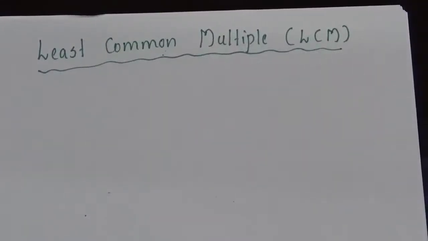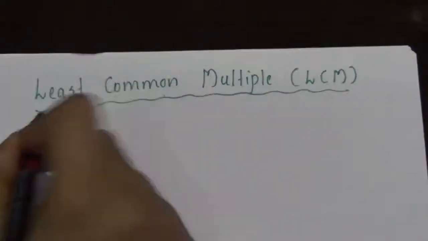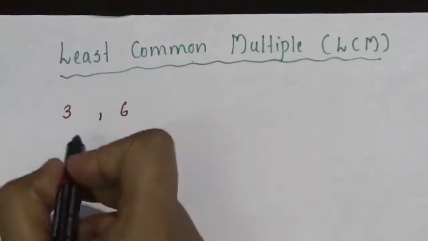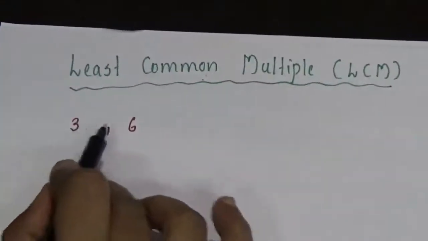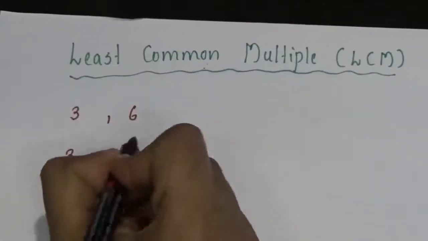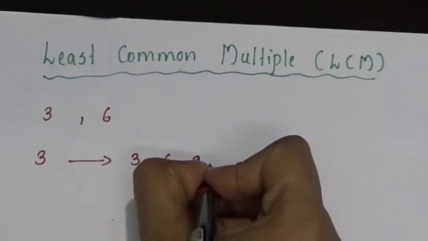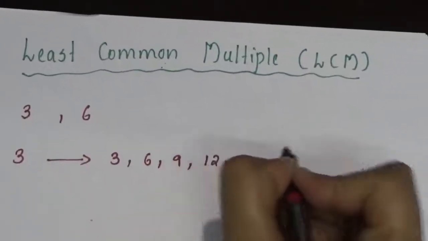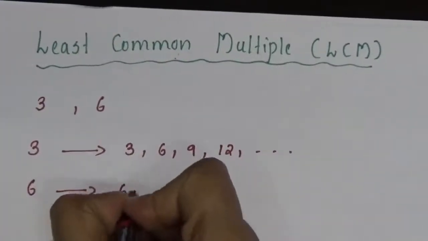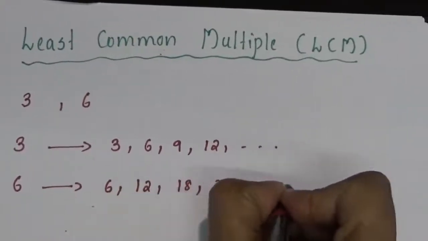Least common multiple, LCM. Suppose we take two numbers, 3 and 6. What is the least common multiple of 3 and 6? For that, let's write the multiples of 3. So what are the multiples of 3? 3, 6, 9, 12, etc. And the multiples of 6 are 6, 12, 18, 24, etc.